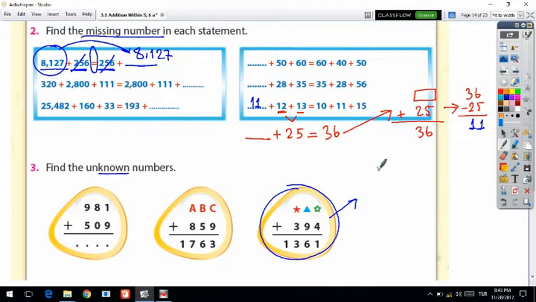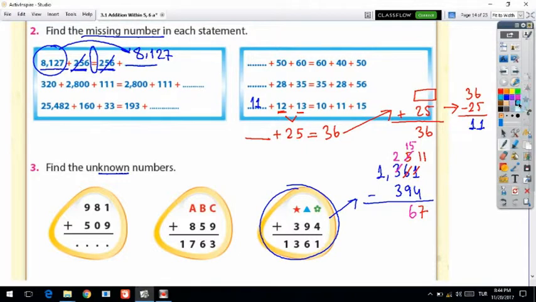When you use subtraction, write the bigger number first, 1361. Then let's subtract 394. So 1 minus 4, we cannot subtract, so we go to the next digit to get 1. So 6 becomes 5, then 1 will be 11. 11 minus 4 is equal to 7. 5 minus 9, we cannot. So what should I do? I go to the next digit to get 1. So 3 will be 2, then 5 will be 15. 15 minus 9 is equal to 6.